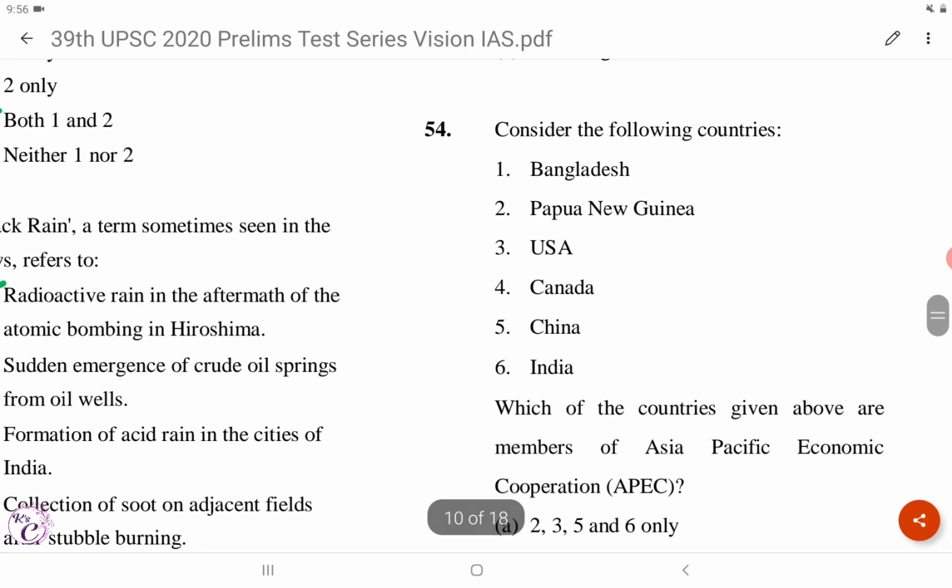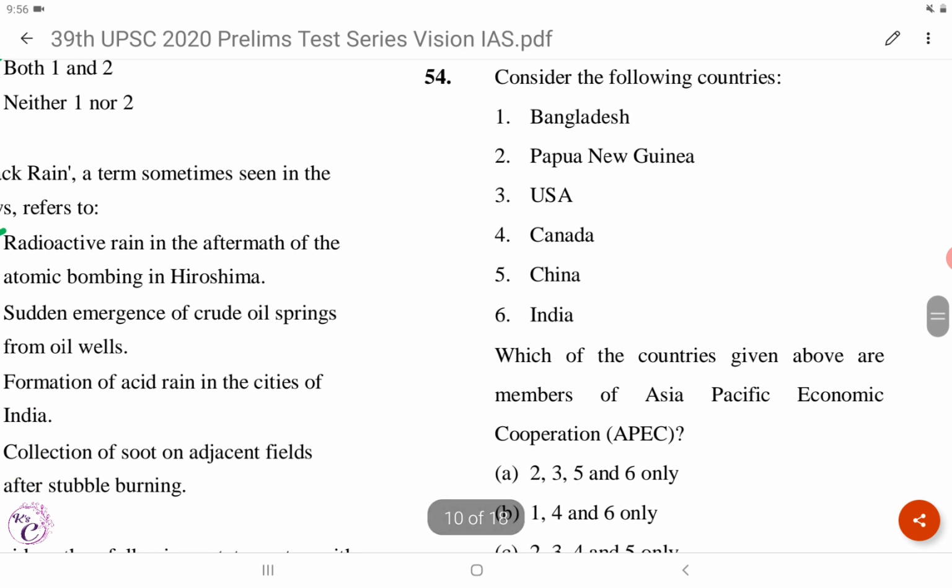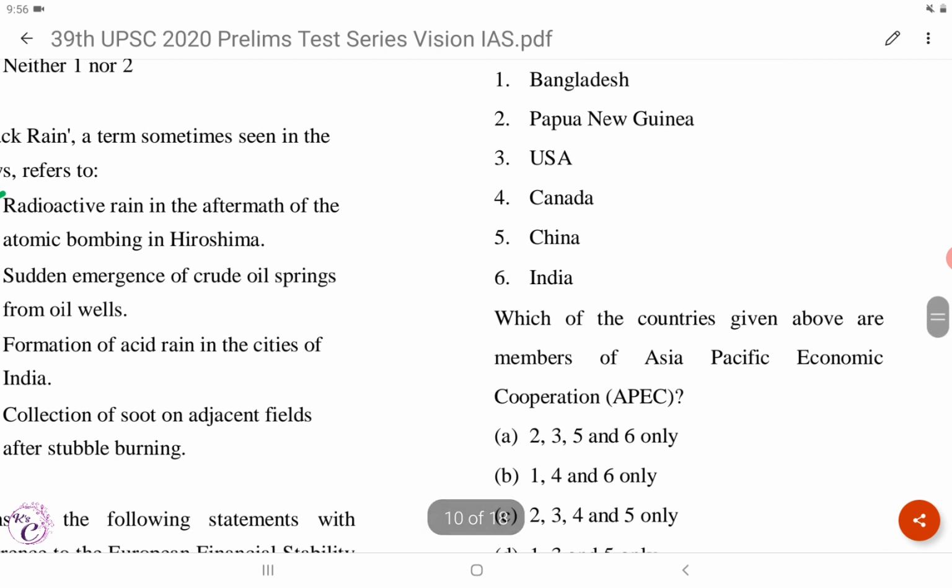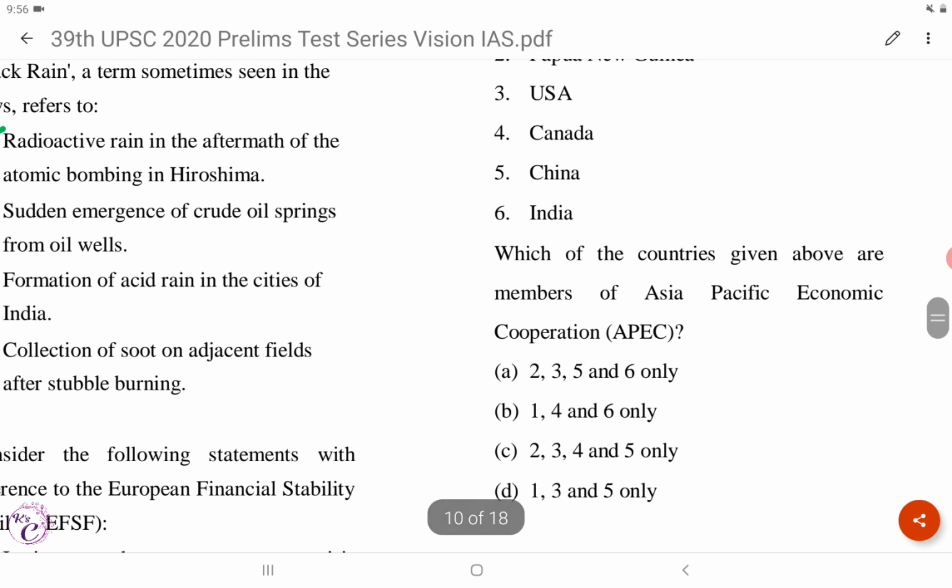Consider the following countries. Number 1, Bangladesh. Number 2, Papua New Guinea. Number 3, USA. Number 4, Canada. Number 5, China. Number 6, India. Which of the countries given above are members of Asia Pacific Economic Cooperation, that is APEC? So the correct answer is C.